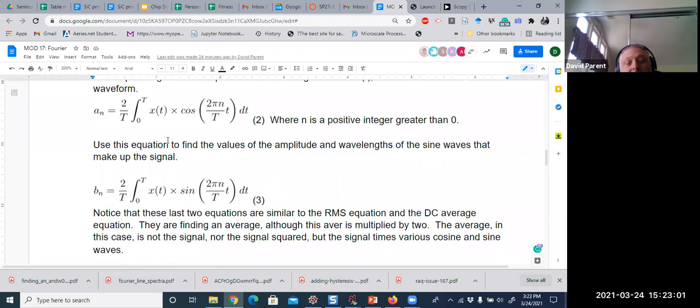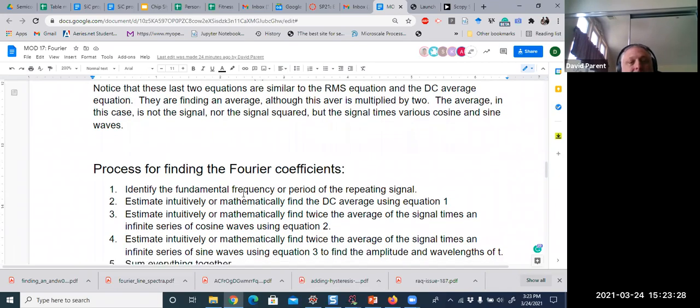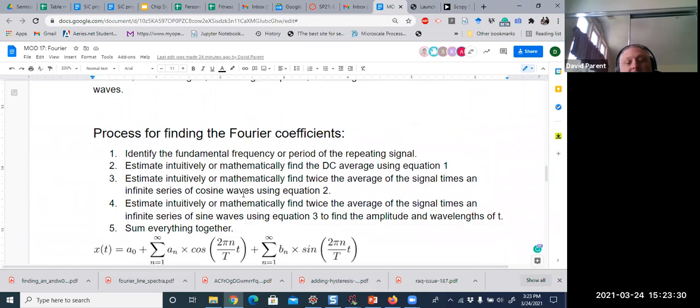Then to find the amplitudes of the sine waves, right, you multiply by a sine wave, and you just keep increasing n, 1, 2, 3. And you can use tricks and tips, and you can see that things sometimes cancel out. All right. But again, you're doing nothing but finding an average. All right. Now, this is just a simple process. You might not totally understand it yet, but that's okay.